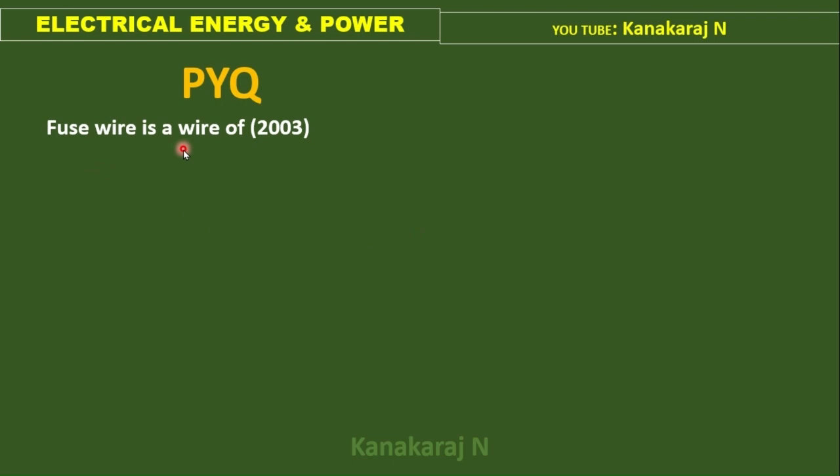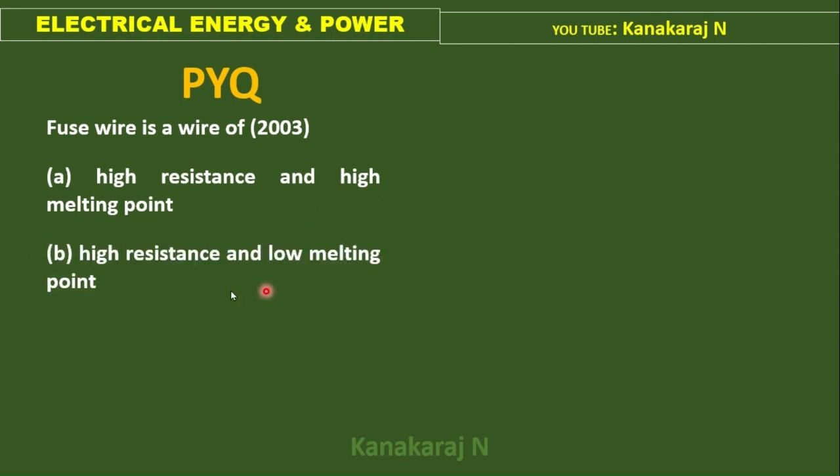Please remember the property of fuse wire. The fuse wire must have high resistance and low melting point. Then only it will break the circuit. Option A, high resistance and high melting point. The high melting point is wrong, so option A is wrong. Option B, high resistance and low melting point.